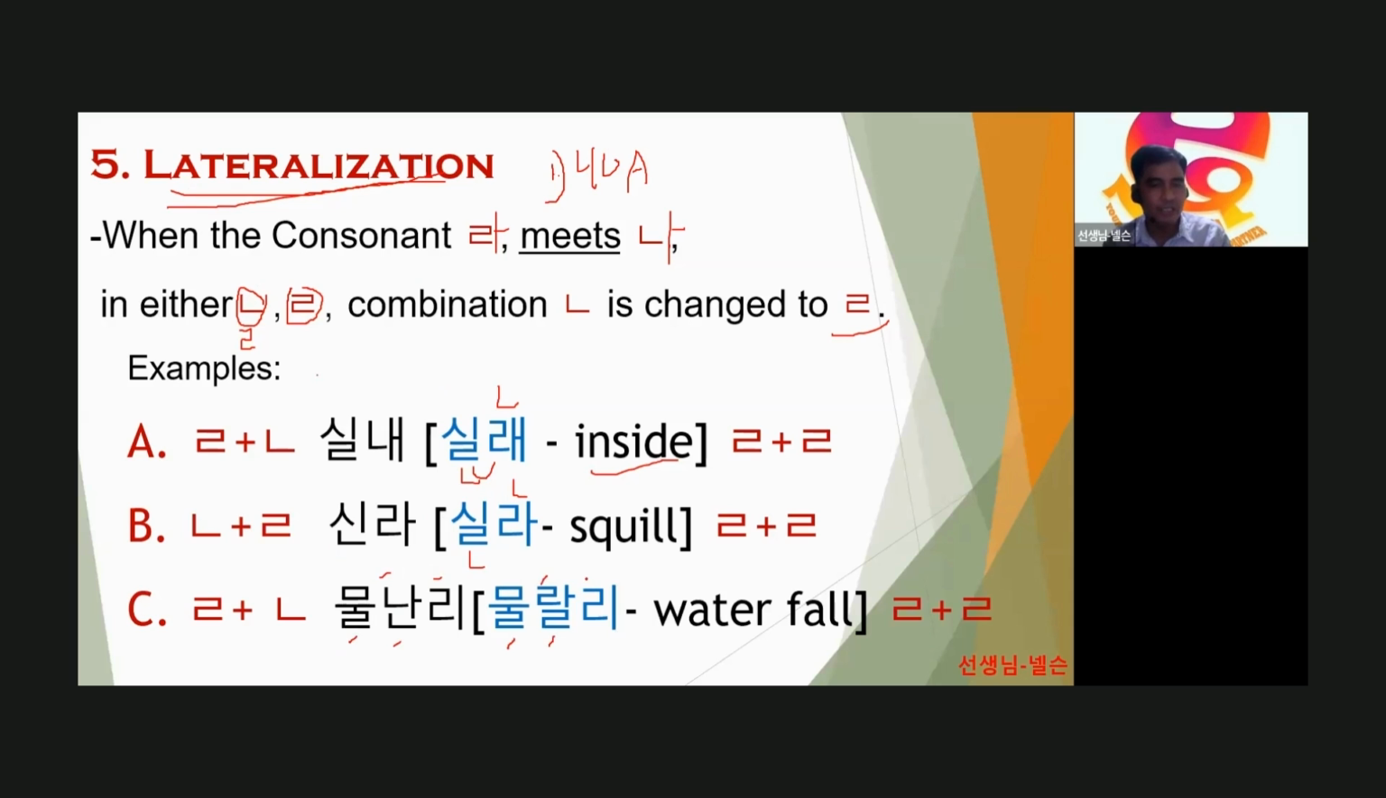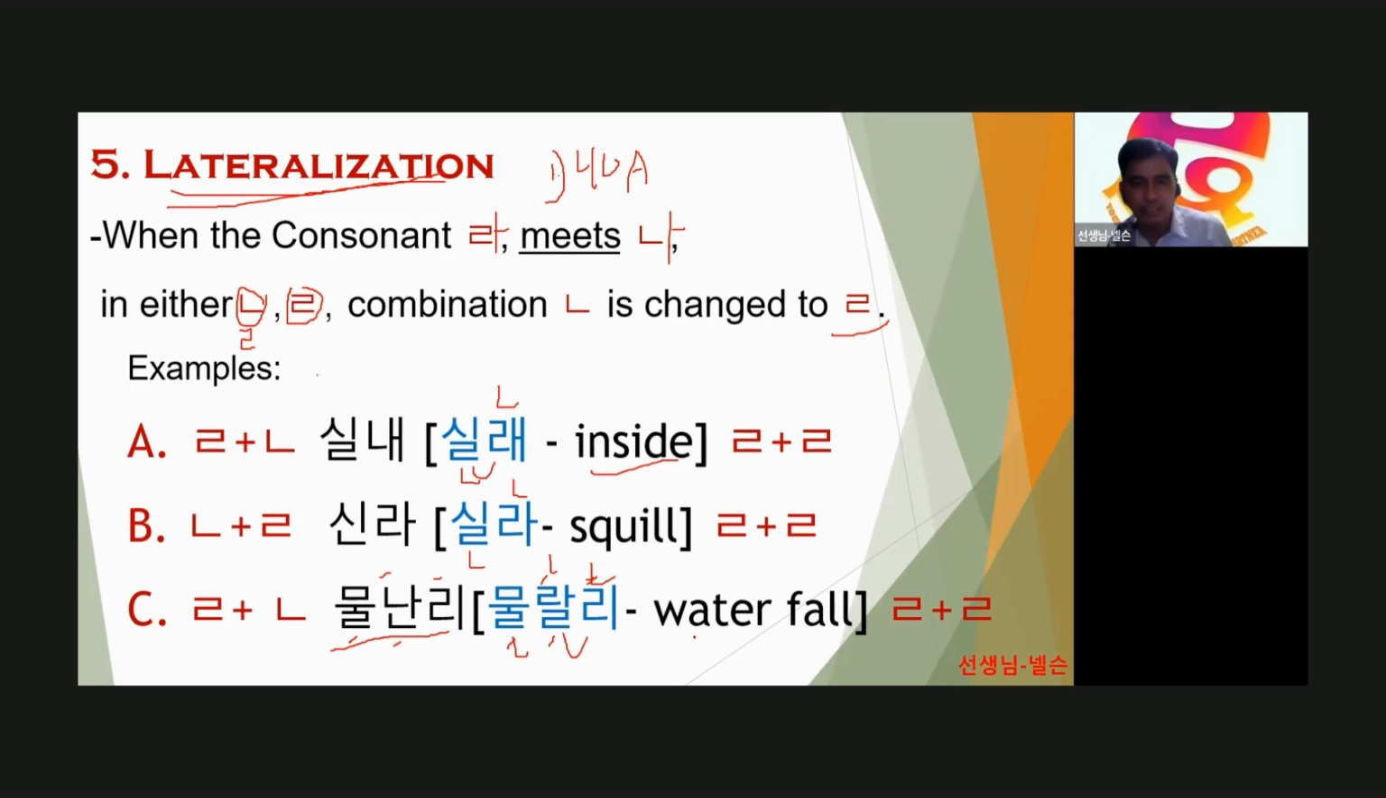This consonant will become real. Therefore, waterfall, instead of mul-nanri, although this is the correct spelling, the correct pronunciation is mullali. It also becomes a double L entirely. Mullali means waterfall.